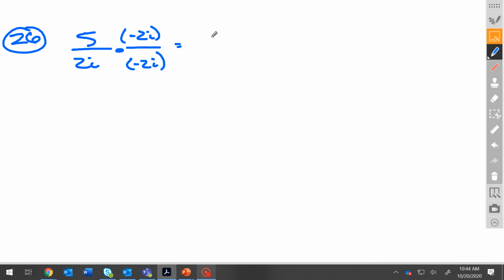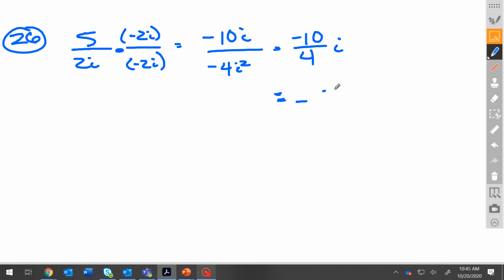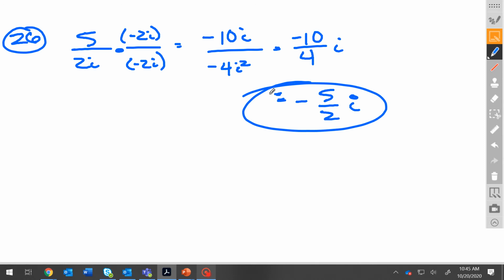So 5 times negative 2i is negative 10i, and 2i times negative 2i is negative 4i squared, which is negative 4 times negative 1, which is positive 4. And this is still a negative 10i up top. And we do want to simplify this or reduce it. So this reduces to negative 5i over 2. This is just imaginary. There's no real part to it.